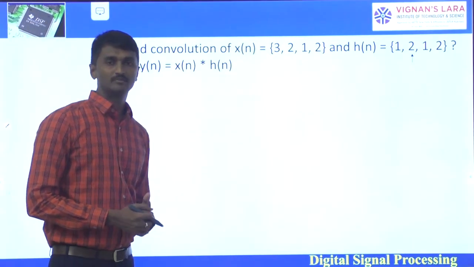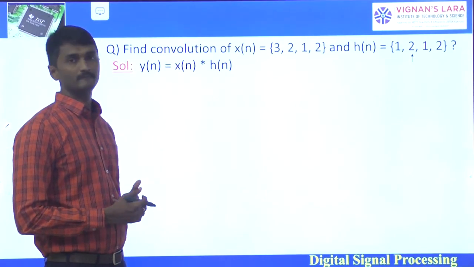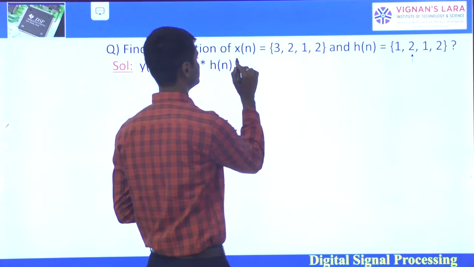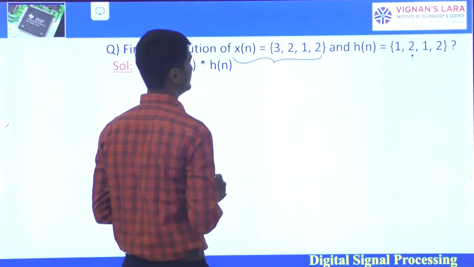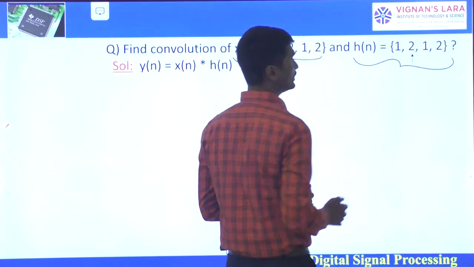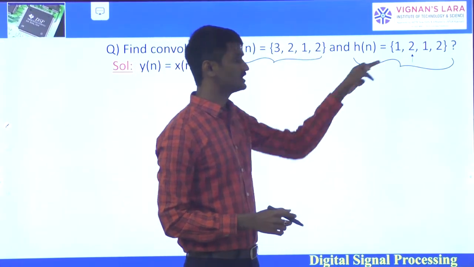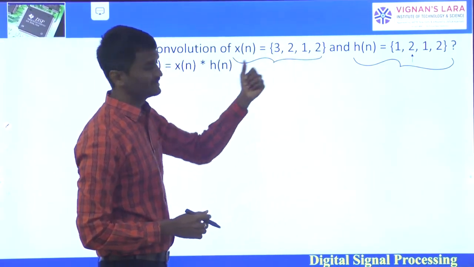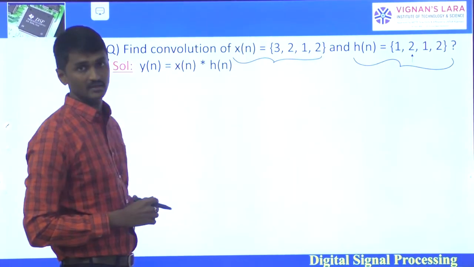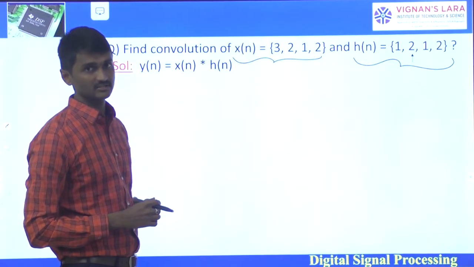So this is the example for convolution. Find the convolution of x of n, where x of n equals 3, 2, 1, 2 and h of n equals 1, 2, 1, 2, with the sequence starting at n equals minus 1. We have to find the convolution between the two sequences by using graphical representation.